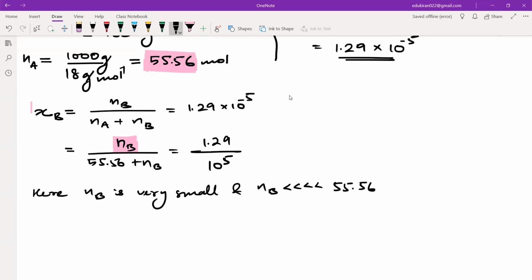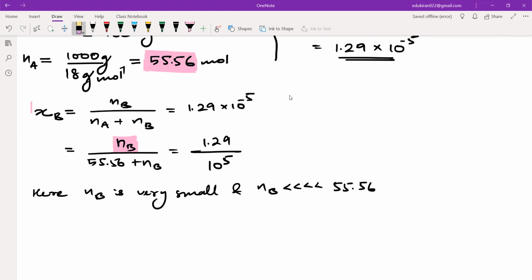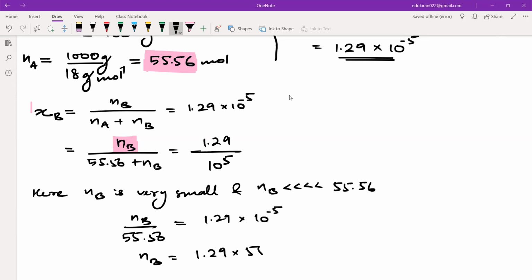If I add a very small number, for example, आपसे बोले कि 1000 में से you add 0.01 और उसके बाद फिर हमें वापस कर दो अपना मेरा पैसा. So it is negligible amount, right? So we can neglect it while calculation. It is not going to affect the answer. So we will write, but यहाँ पे नहीं, okay? NB upon 55.56 will be equal to 1.29 into 10 to the power minus 5, and NB will be equal to 1.29 into 55.56 into 10 to the power minus 5.